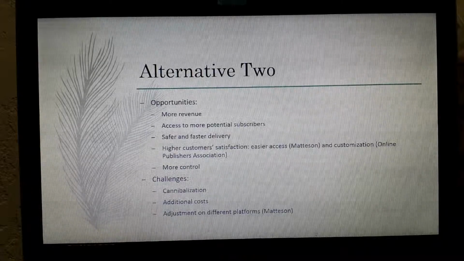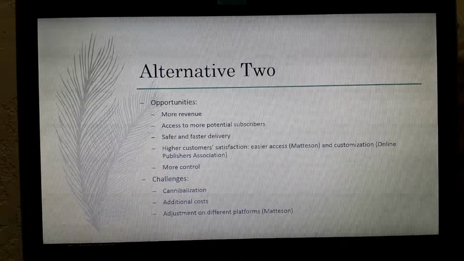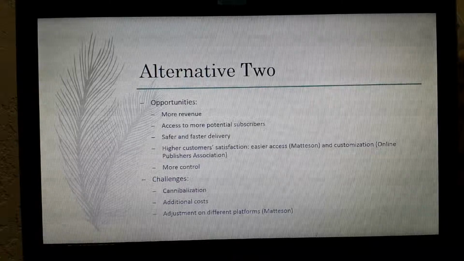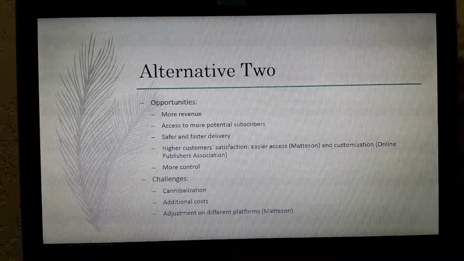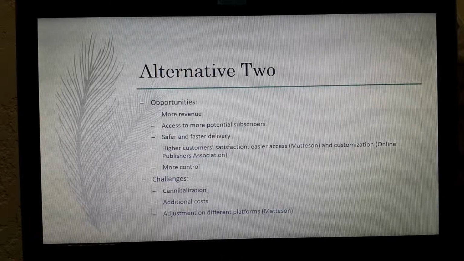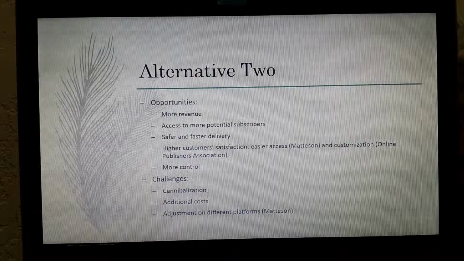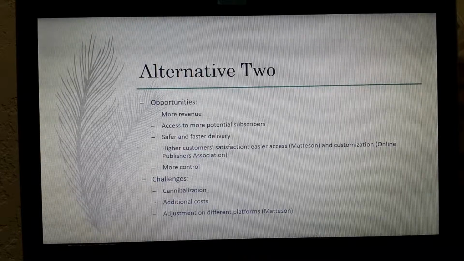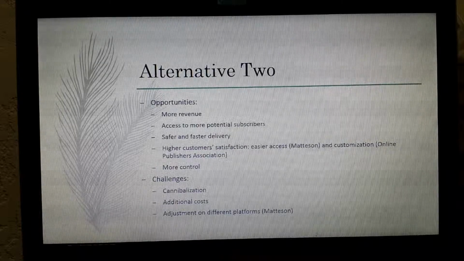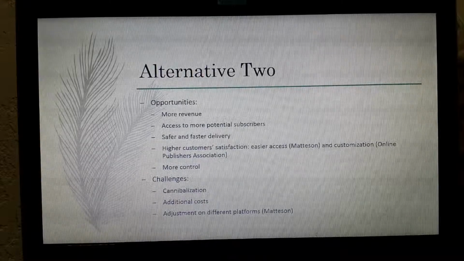Some of the opportunities brought about by this alternative are the same as the previous one. This alternative also allows the organization to generate more revenue, have access to more potential subscribers, and distribute its journals in a safer and faster way. Besides all these benefits, upon implementation of this alternative, the ASIB can improve its subscriber satisfaction.